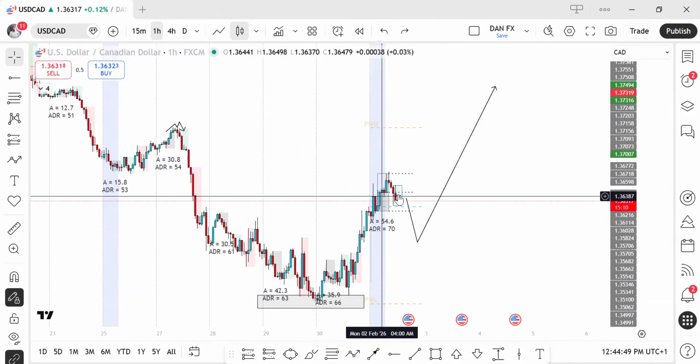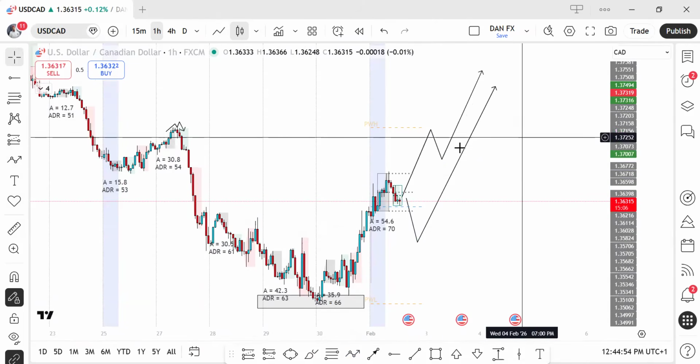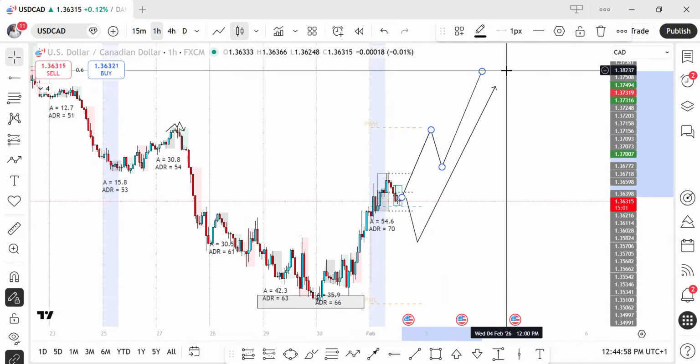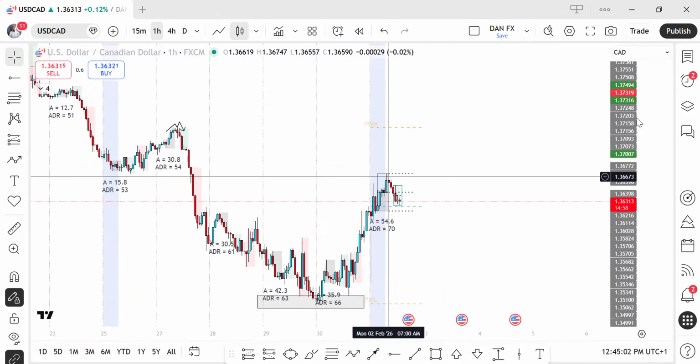So I'll be looking for buys. And even if it doesn't do that, if it just goes up like that, I'll still be looking for buys. Once it does a pullback, maybe on Tuesday, I will still look for buys. All right, so my bias is to the upside here on USD CAD.